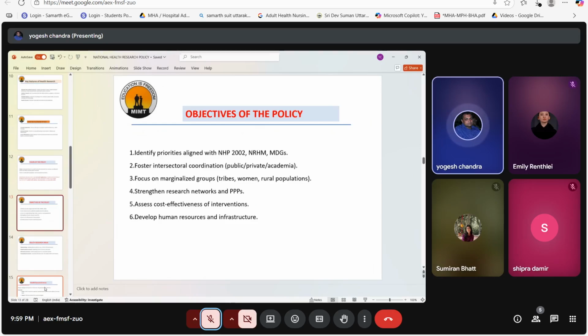Unless you do that, any research will not be as beneficial as it should be. Then we have to focus on the marginalized groups: tribals, women, the rural population. Then strengthen research networks and public-private partnerships. It is very important. The government should give more of the GDP, or more of the current health expenditure, to research, which is actually not as high in comparison to the rest of the world.